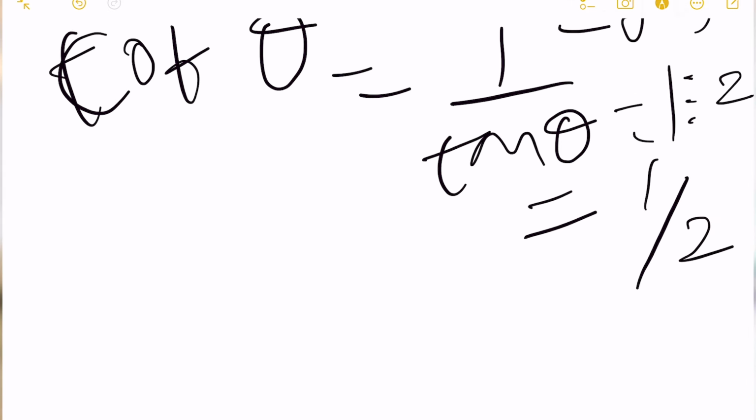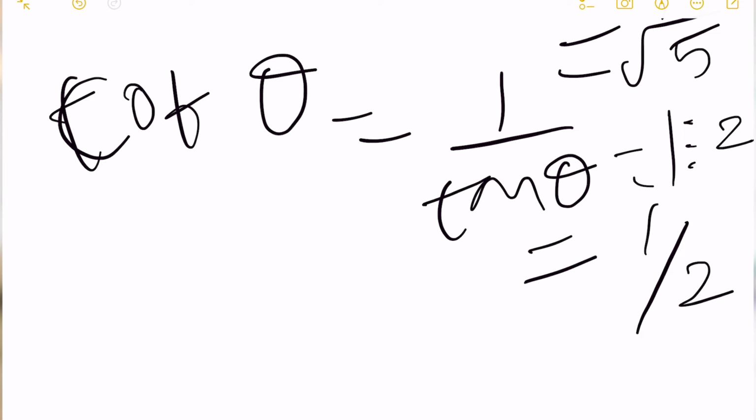And today we've explained how we can get the 6 trigonometric ratios from a right angle triangle.